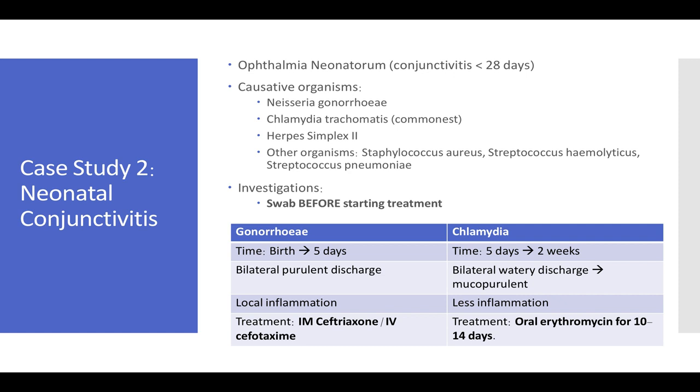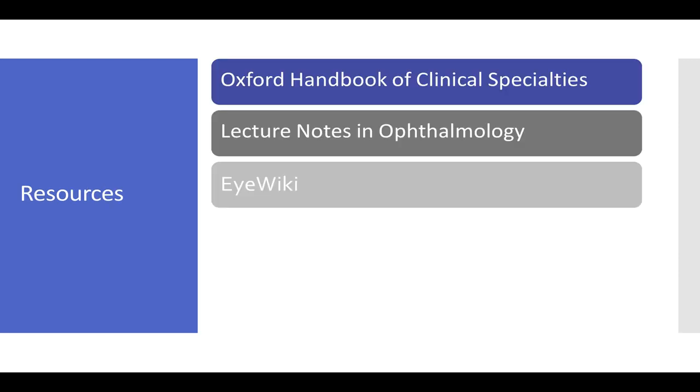So, going back to the case, it is likely that this child has a chlamydial infection, but will require conjunctival swabs to definitively prove this. So, to summarize, we have compared and contrasted the causes, investigation, and management of conjunctivitis in children. We have also briefly discussed neonatal conjunctivitis and the differences between its management.